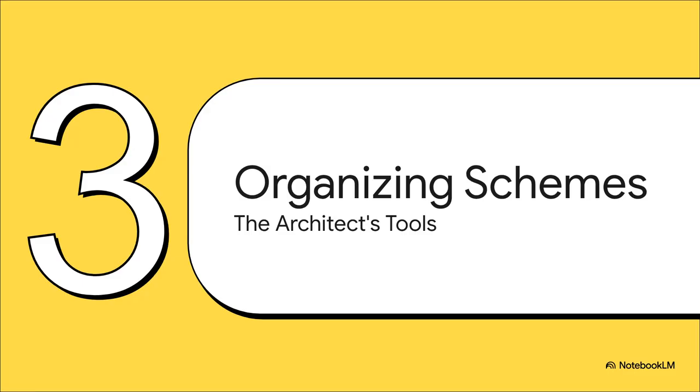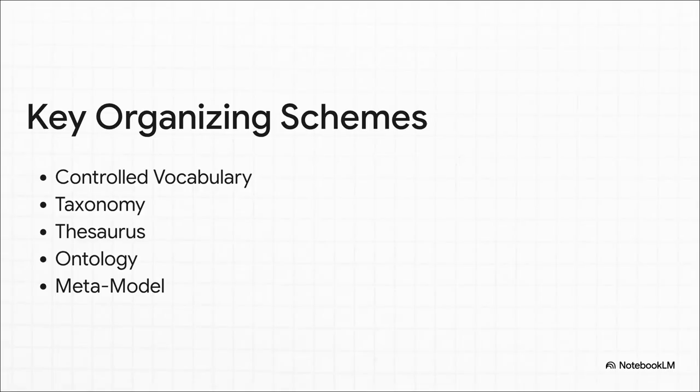So, how do information architects actually do all this organizing? Well, they use a special set of tools called organizing schemes. Now, these are the tools in the architect's toolbox. I know they might sound a bit complex, but they basically range from something as simple as a controlled vocabulary, which is just an approved list of terms, all the way up to a really complex ontology, which defines the deep relationships between concepts. Let's see how they all fit together.